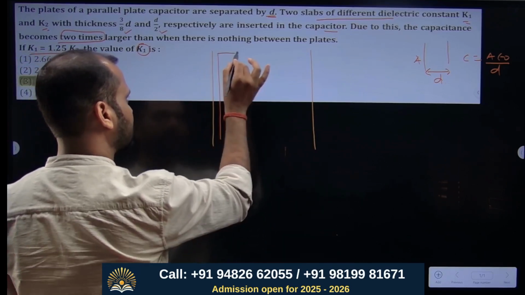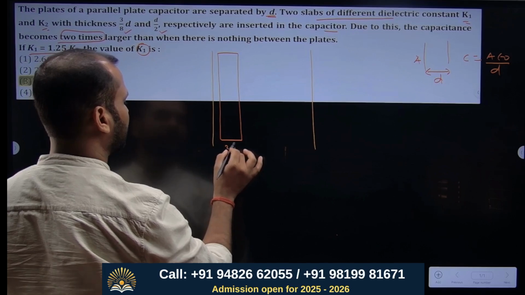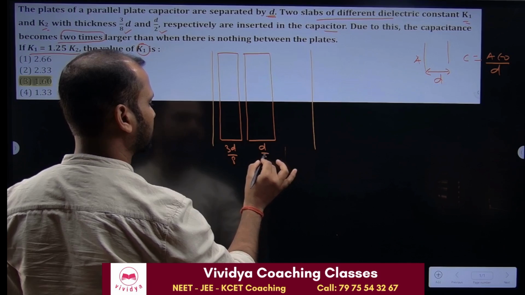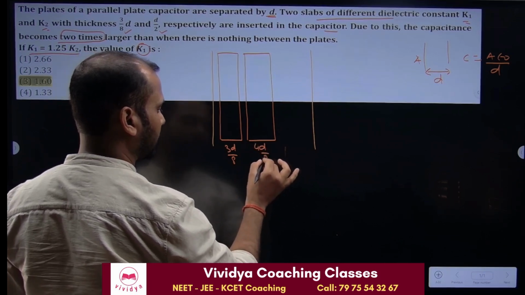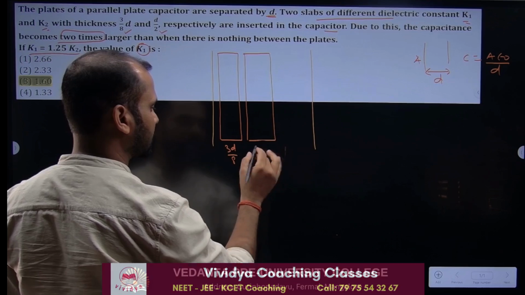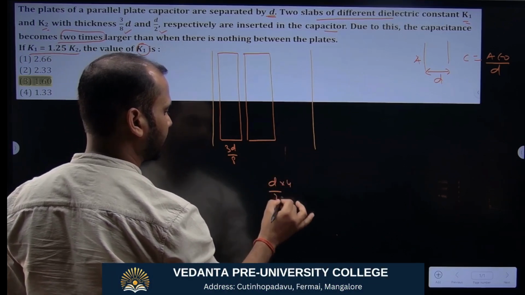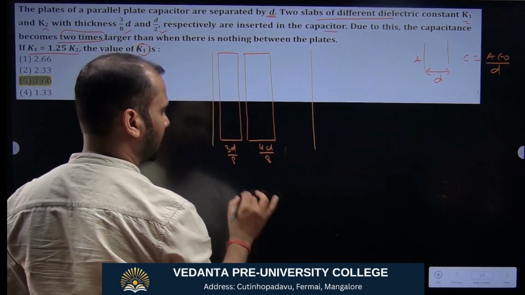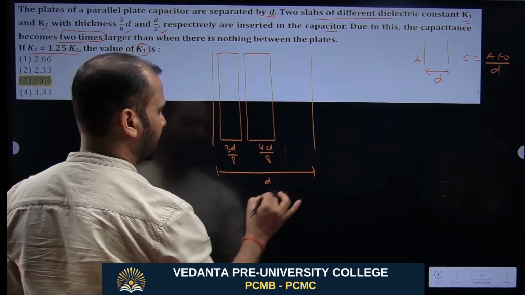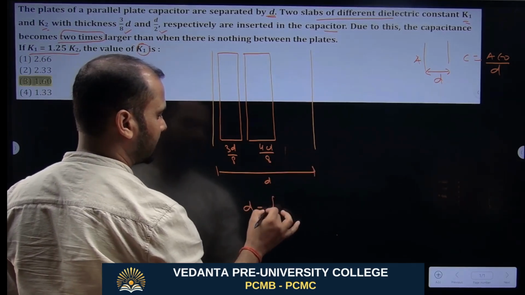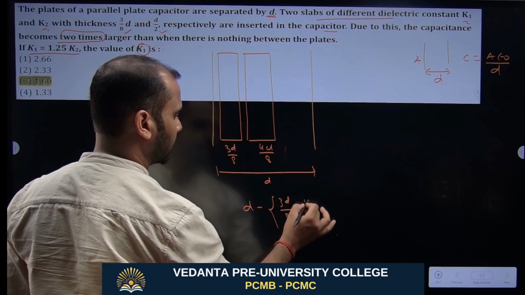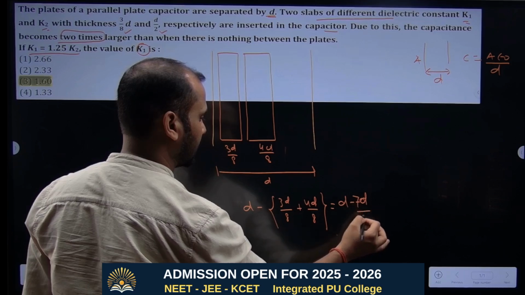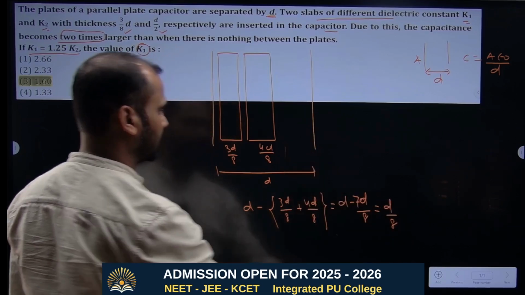The first dielectric slab is this one, of thickness 3d by 8. One more dielectric is there, of thickness d by 2, or if I multiply by 4, 4 twos are 8, I can write it that way also, just for calculation purposes. Now, how much is the rest part? The total thickness is d. So the rest part will be d minus 3d by 8 plus 4d by 8, that is d minus 7d by 8, which is d by 8 only. So the rest of the thickness is d by 8.